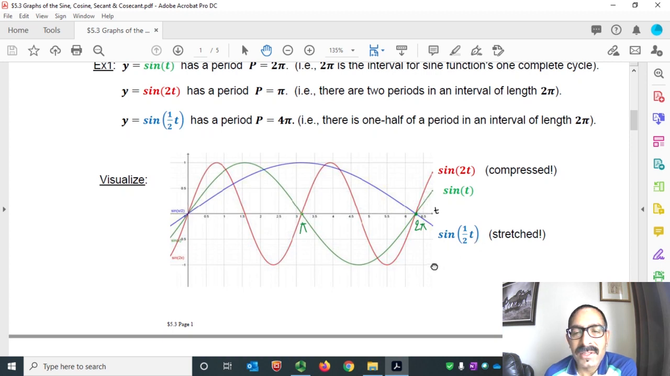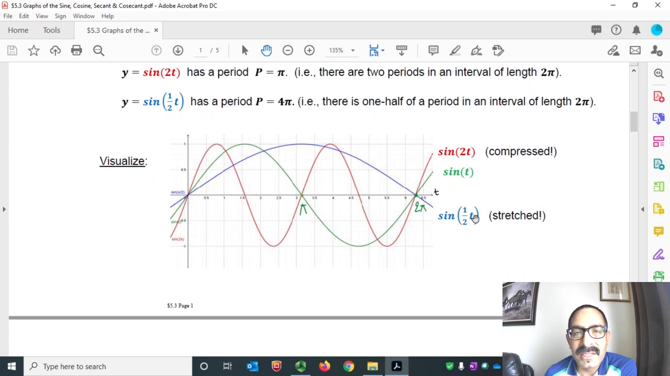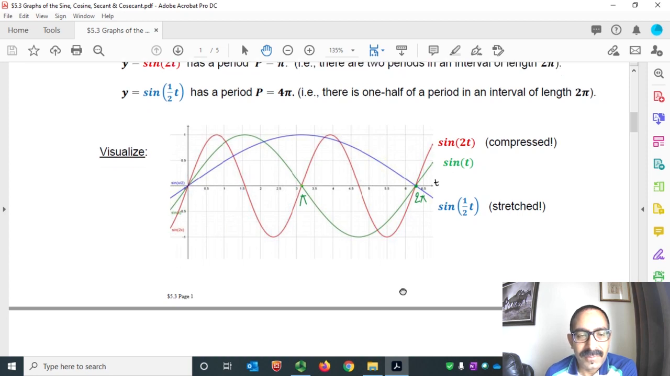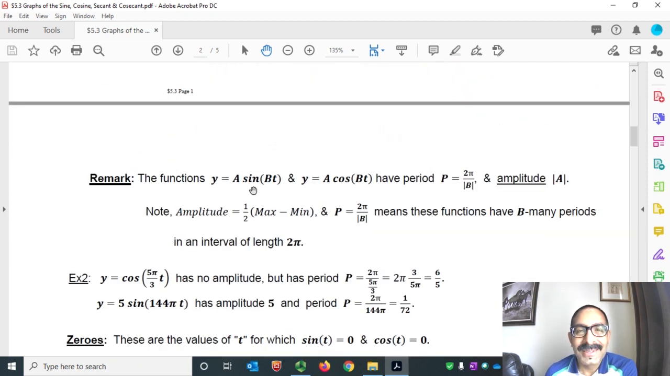Similarly in the next graph, we multiply the angle t by 1/2, or we divide the angle t by 2. Then the graph of sine of t over 2 is this blue graph. So here we trace this sine curve. Great. So now let's move on. I hope this comparison will make sense to you later when we finish graphing the sine curve. Quick remark: the functions a sine of bt and a cosine of bt have period 2 pi over b and amplitude a.